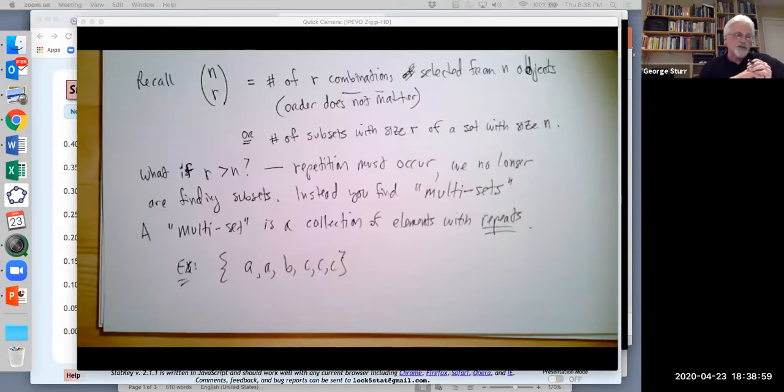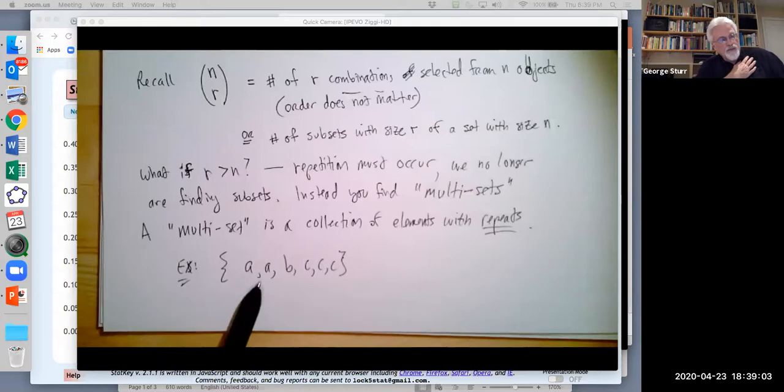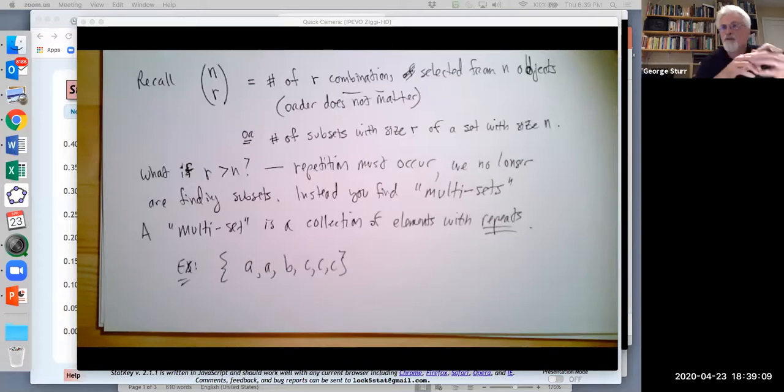It has three essential elements, A, B, and C, but we're indicating that A is repeated twice and C is repeated 3 times. We're just creating this new object to handle the problem of saying, well, what if I have to find out how many ways can I take 10 objects when there's only 3 to choose from, but I can get repeats? That's the kind of problem we want to tackle now.